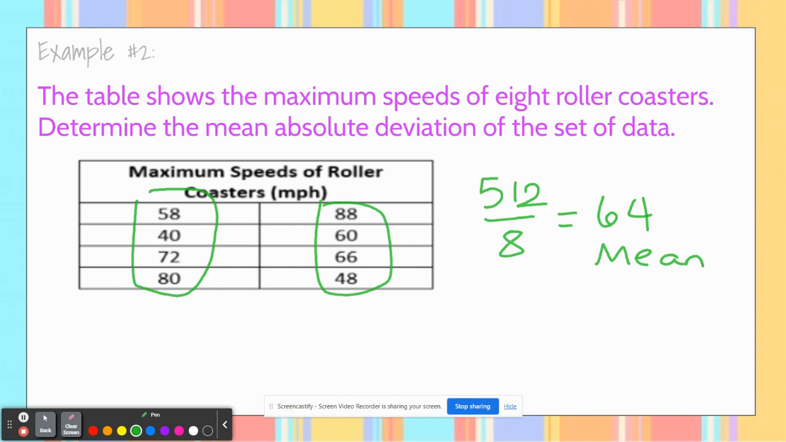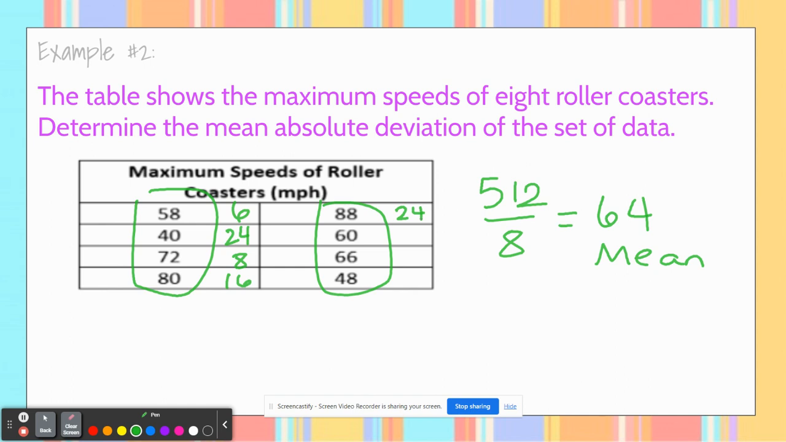So the first one, 58 minus 64, which is negative 6, and the absolute value of negative 6 is 6. Then we're going to do 40 minus 64, and that is negative 24. The absolute value is positive 24. 72 minus 64 is 8, and the absolute value is 8. 80 minus 64 is 16. 88 minus 64 is 24. The absolute value of 24 is 24.